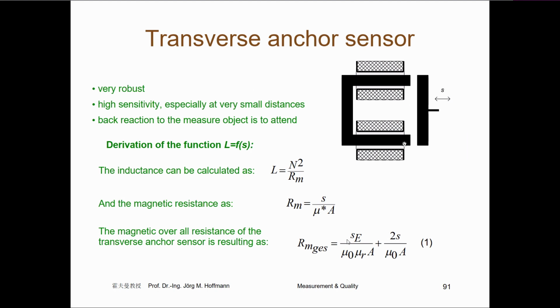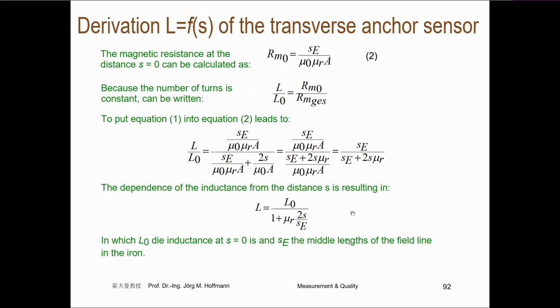You short the way of the magnetic fields and you have a low magnetic resistance in the iron, but a high resistance in these two gaps. And when you make this gap smaller or wider, then you have a change of the inductivity. You see it here, and also here. You see here the derivation of the formula.